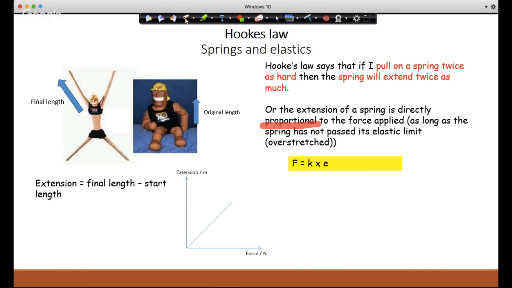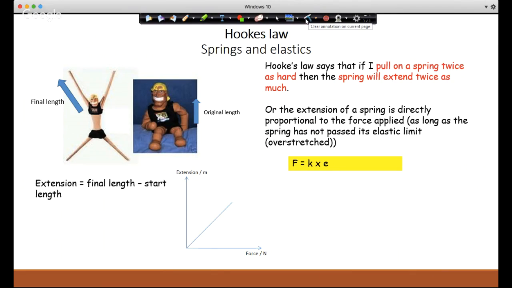Now, if it doesn't go through the origin, and they've got a line up here, there's a good chance that they are actually measuring the full length of the spring. Because of course, when there is no force on the spring, it hasn't got any extension, because it needs to be just the original length. Okay, so this idea of directly proportional.